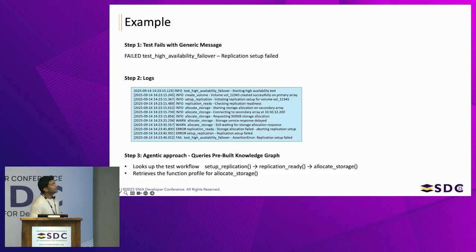This is a simple example I wanted to take to demonstrate what the knowledge graph looks like. So here the test case that has failed is test availability failure. And the reason for the failure is replication setup failed. Along with the test, we also have test logs and also the array logs. Once there is a failure, with the two data sets, we know at what time the test was run and what time the failure was reported.